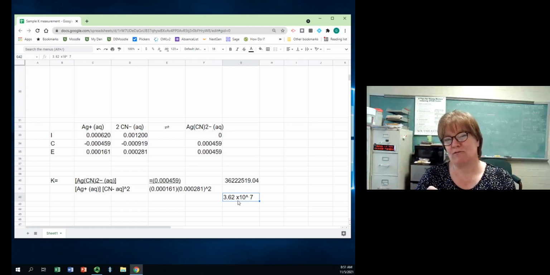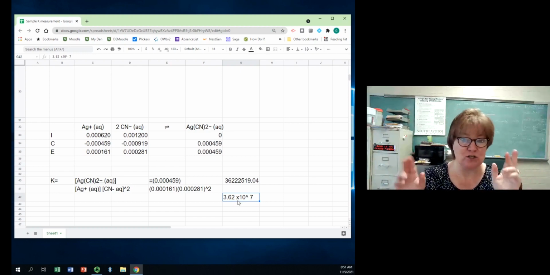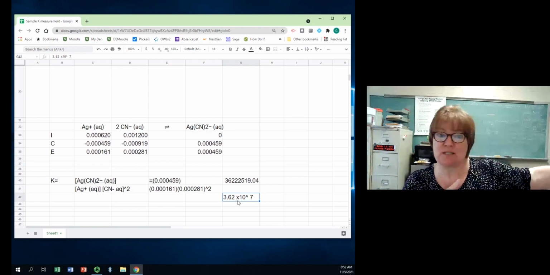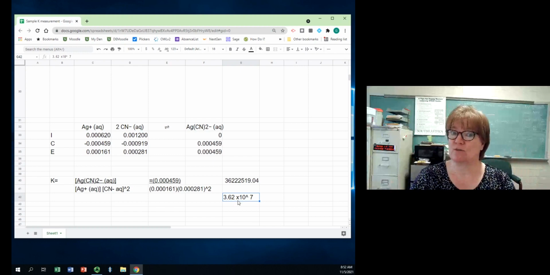That's what you're going to do. Your reaction's different. It's actually a little easier. You don't have any 2s. You don't have any stoichiometry. But you're going to do the same thing with your data. Shouldn't take too long. We're really kind of wrapping up some things we did in the pre-lab and things we did in lab 1. So it should be a pretty easy lab.